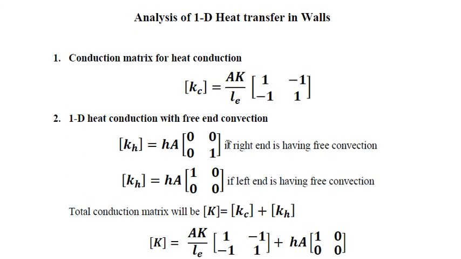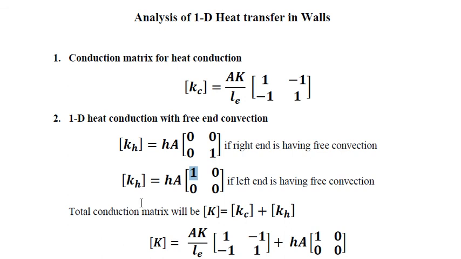This is applicable if the right hand is having free convection. If the right hand is having free convection, we have to write 1 at the K22 position. This is K11, K12, K21, K22. K22 position is having 1 if the right hand is having convection. At the same time, if the left hand is having convection, 1 is written at the K11 position.